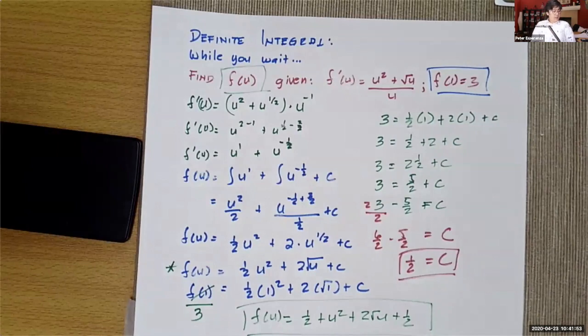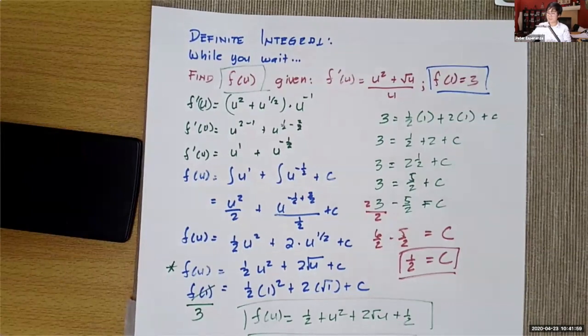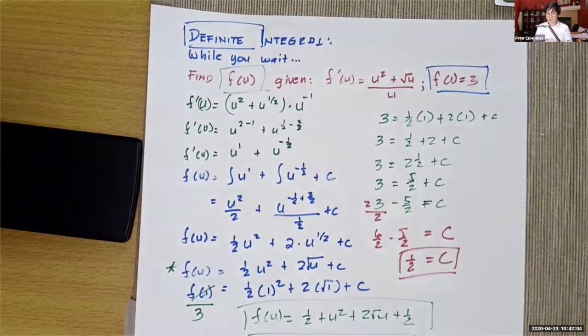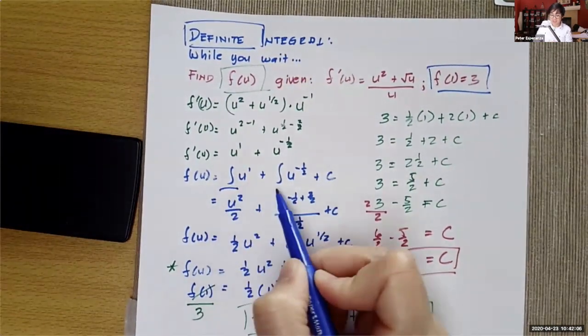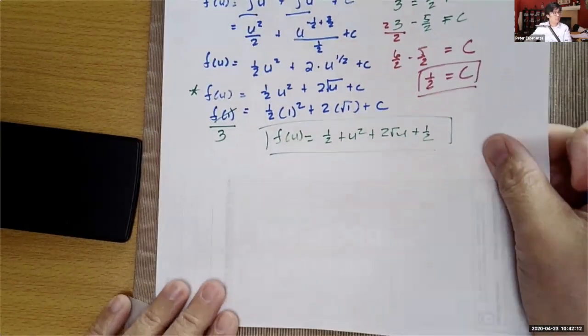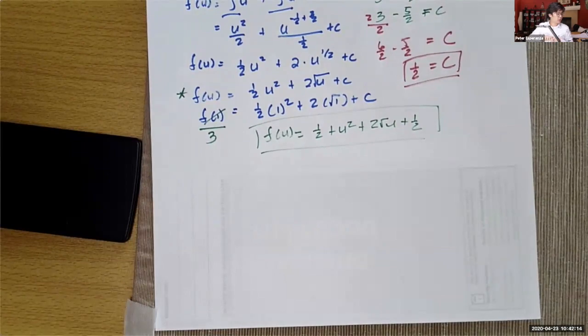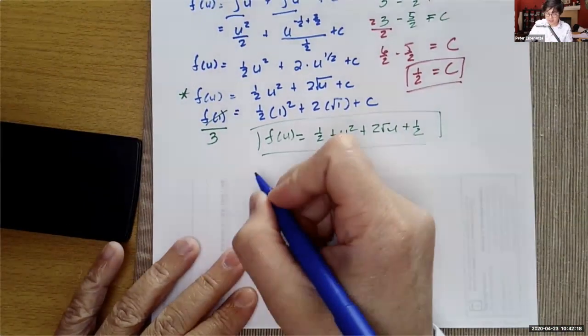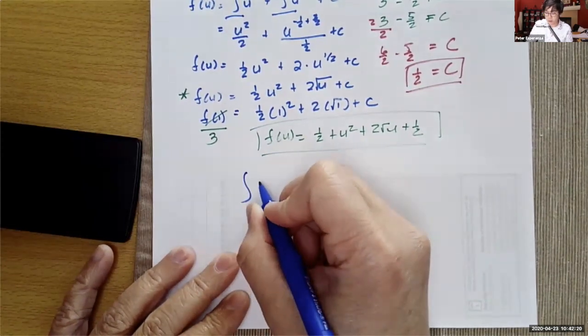So for today, we're not going to be doing a lot of this because we're going to be working on definite integration. This is indefinite integration because there's no defined limit, but now we're going to be working on definite integration. So the first thing that you need to do is to know your new notation. This is the new notation that we're going to be using today.